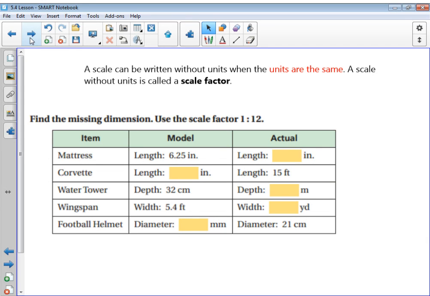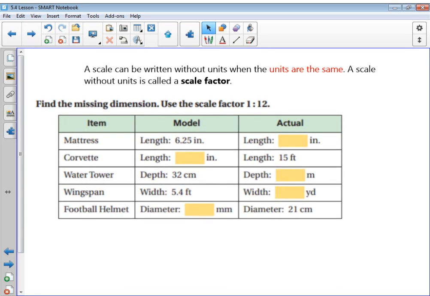So one thing that they're going to ask us to do is go through and find missing dimensions using a scale factor. Just a reminder, a scale factor is going to be a scale that does not have units. What's inferred is that those units are the same. If, for example, they give the model units in one unit label and the actual units in another label, then you have to do some converting. So that's what we're going to practice out of this lesson. And I know that you will have some of these on your homework.